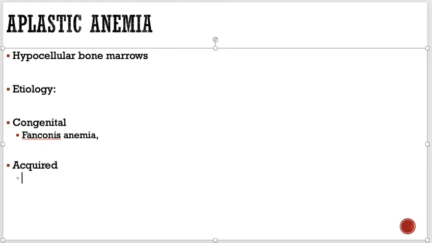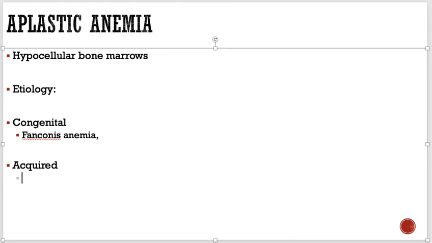What is Fanconi's anemia, guys? Fanconi anemia is simply a genetic disease where there is DNA damage. It's not so common; it's very rare. It's genetic, and the patients have some abnormal or mutated genes. It's an autosomal recessive condition.